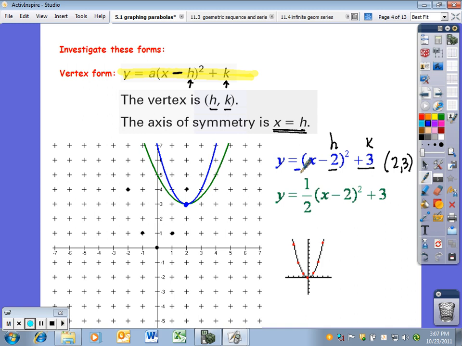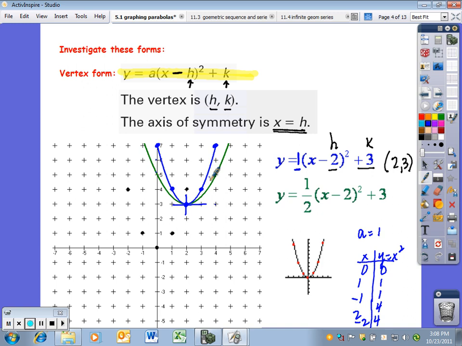Do I have a multiplier? A is 1. So no, I don't have a multiplier. So (0, 0), (1, 1), (negative 1, 1), (2, 4), (negative 2, 4). From here, I can make my new axes, plot these points, and I get my blue parabola.